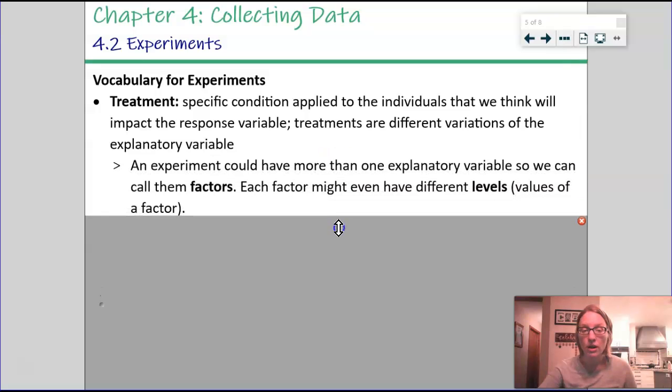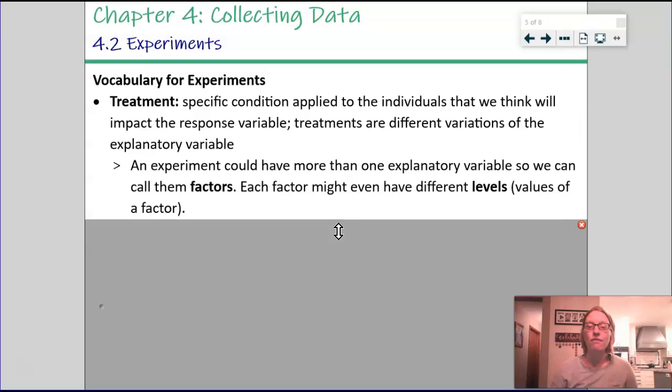Sometimes in more complex experiments, we could have one where there's multiple different explanatory variables that we're tracking. In that case, we would call those multiple variables factors, and every factor could have different levels or values. We're not going to use the words factor and level quite as often as treatments, but there are a couple questions in the homework where you will put them into practice.